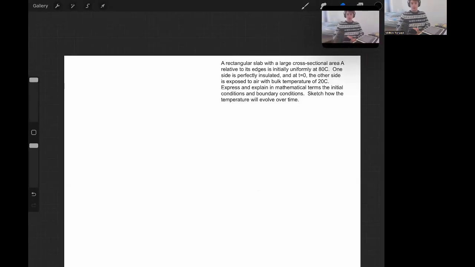Hello everyone. In this video, we will be looking at a rectangular slab next to an insulator and exposed to bulk air, and explaining in mathematical terms how this temperature will evolve over time and sketching a temperature profile so that we can visualize this change in temperature.